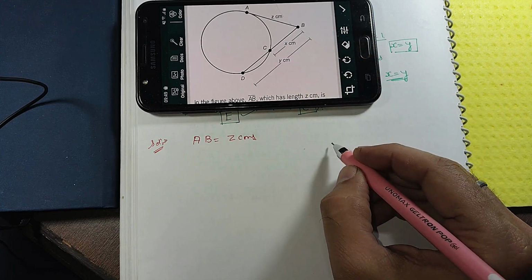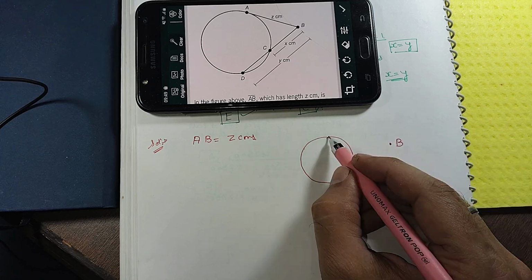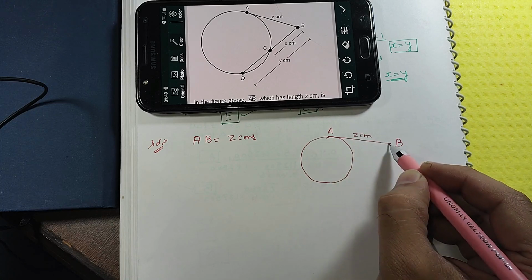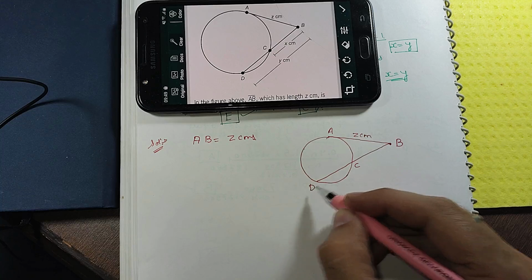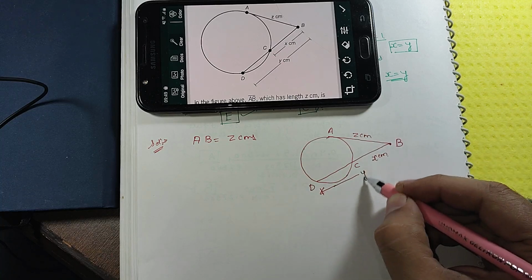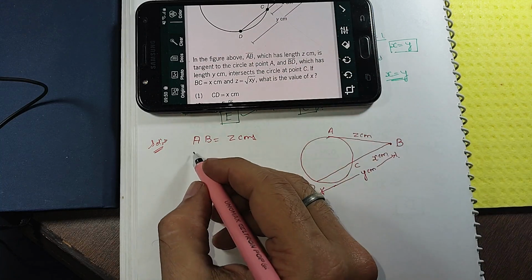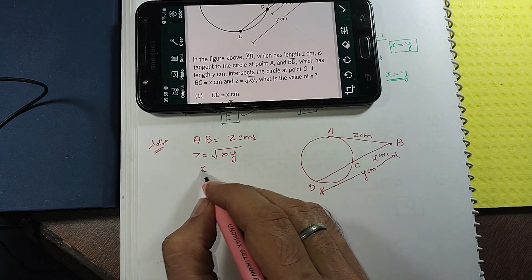Let's draw the figure first. So this is the figure. Here lies the point B and AB is the tangent. So AB is equal to z centimeters, and there is another line drawn from B, through C to D, where BC is equal to x centimeters and the whole BD is equal to y centimeters. Another thing we have been given is that z is equal to under root of x into y, and we need to find the value of x.